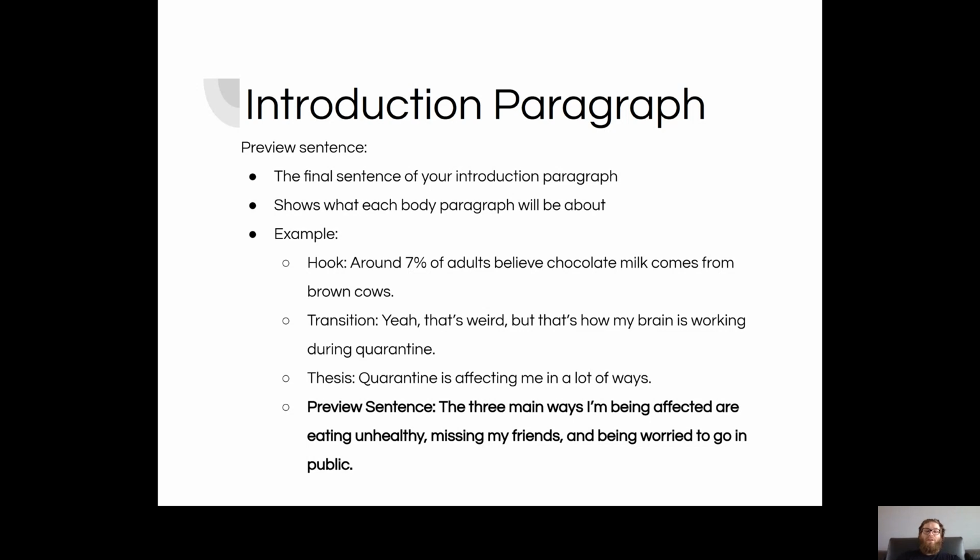If you combine that with the entire introduction paragraph, you're given this paragraph that says around 7% of adults believe chocolate milk comes from brown cows. Yeah, that's weird, but that's how my brain is working during quarantine. Quarantine's affecting me in a lot of ways. The 3 main ways I'm being affected are eating unhealthy, missing my friends, and being worried to go out in public.